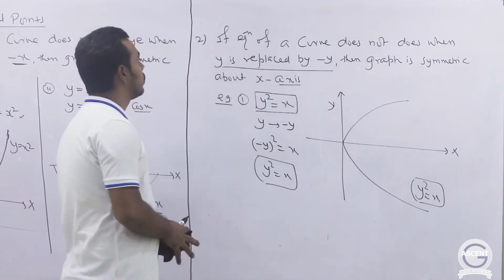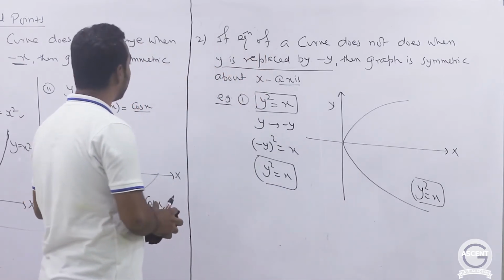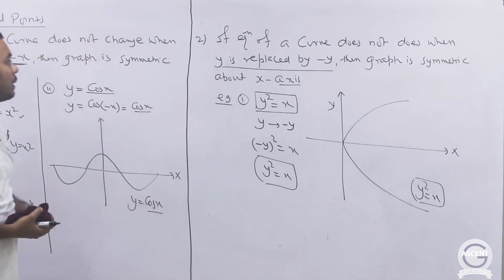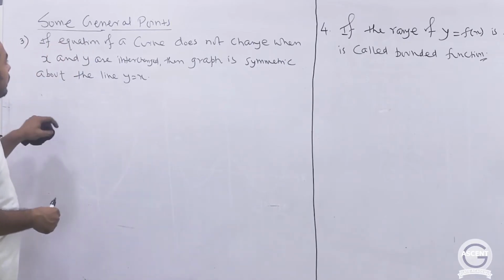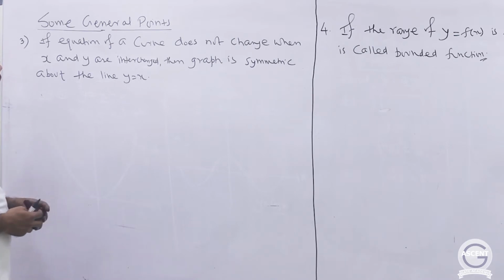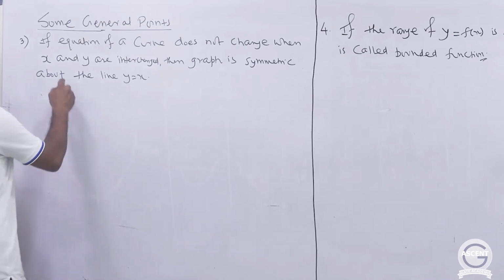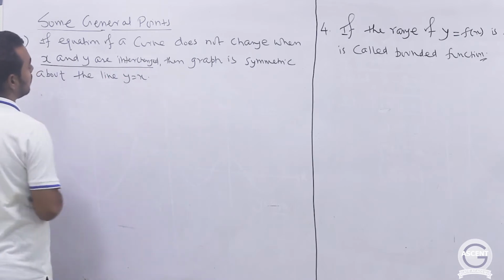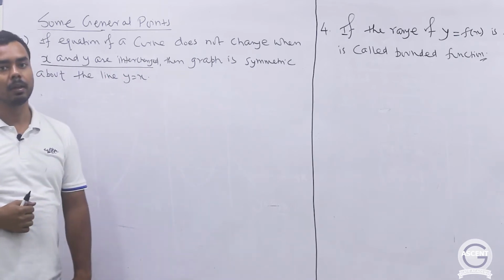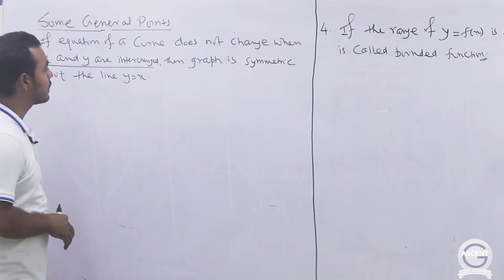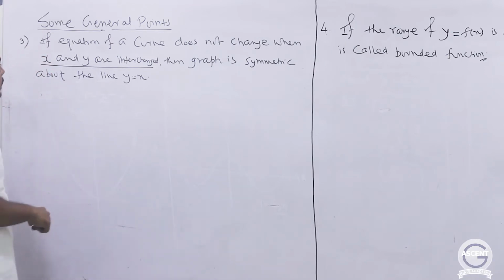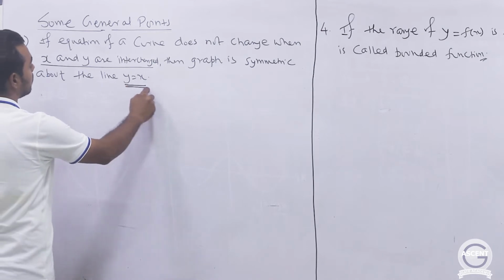So these were the first 2 points related with graph of any function. Now we are going to take 2 more points related with graph of different types of functions. Our next point is if the equation of a curve does not change when x and y are interchanged. Interchange means in place of x we are writing y, and in place of y we are writing x. So if you interchange x and y and the equation of the curve is same, then the graph is symmetric about the line y equals x.